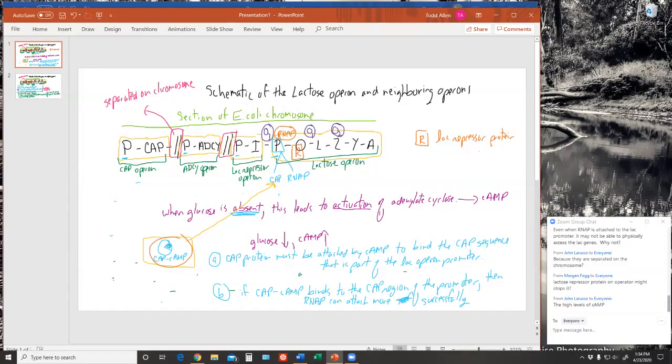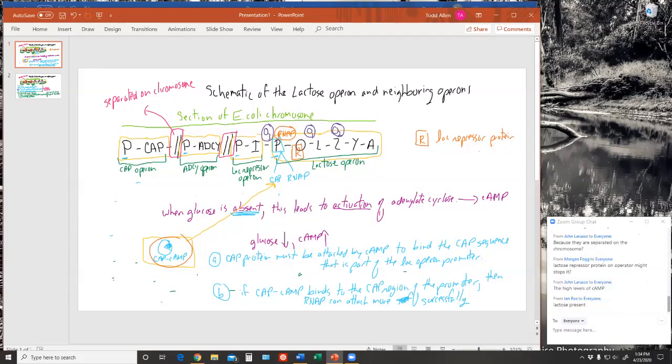Okay, what is the second circumstance I need to be true in order to express the lac operon genes? I need to have no glucose, and I need to have, gang, I need to have lactose present. There you go, Ian. Good.